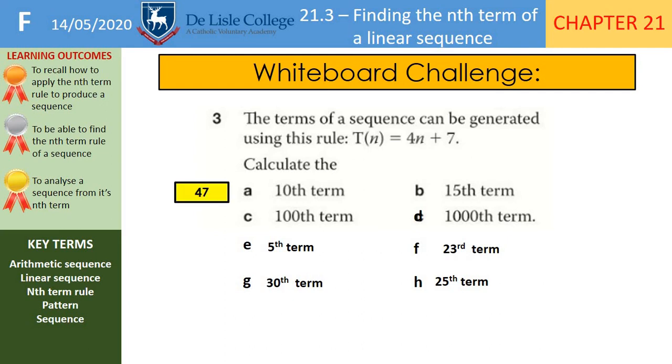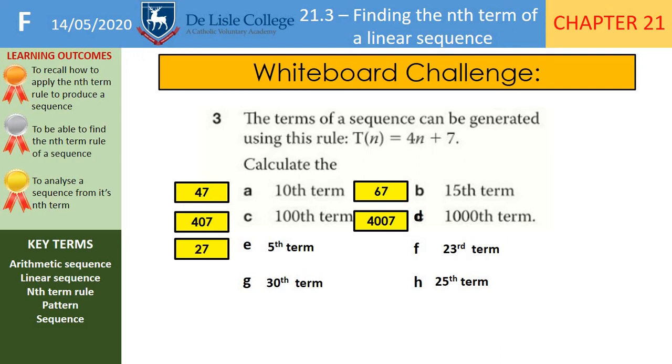Brilliant, good. So for the first one you should have 47 because 4 times 10 is 40 plus 7 is 47. Then you should have 67 because 4 times 15 is 60 plus 7, 67. Here you should have 407 because 4 times 100 is 400 plus 7, 407. So it's 4007. This time for E, n is 5, so 4 times 5 is 20, plus 7 is 27. For F, n is 23, 4 times 23 is 92, plus 7 is 99. Then we should have 127 and 107.